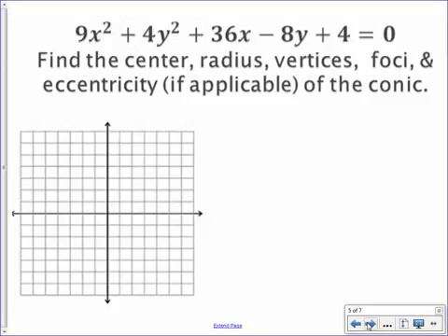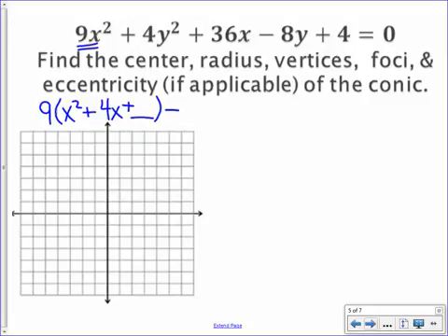Okay, let's talk about our x's. x squared has a coefficient of 9. That's not okay, so we're going to have to factor it out. So when I group it with this 36x, what am I really going to write? Okay. That way we can complete the square.